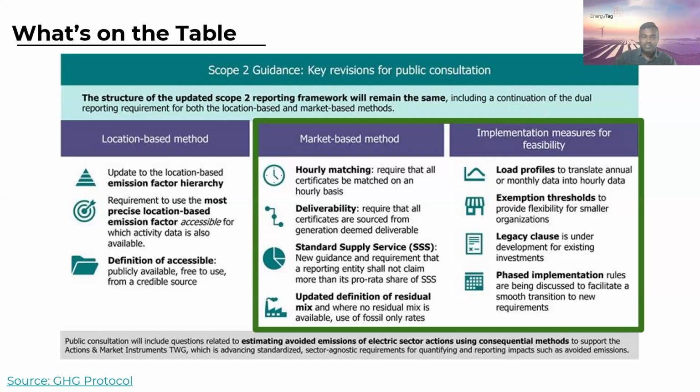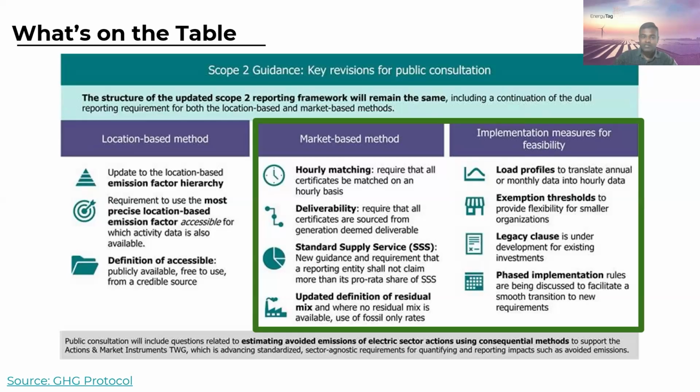The first change here is an update to the location-based emission factor hierarchy. Depending on the availability of emission factors, the most preferred option is the hourly emission factor. But if the hourly emission factor is not available, you can go to the monthly emission factor or the annual emission factor, if those are not available either. This is the hierarchy which needs to be used as per the current revision.